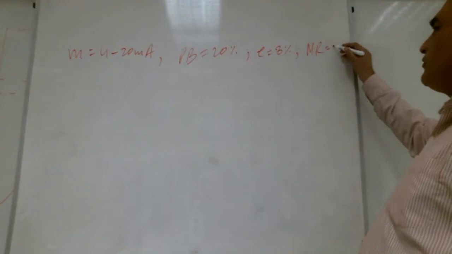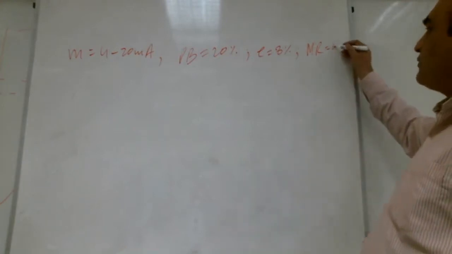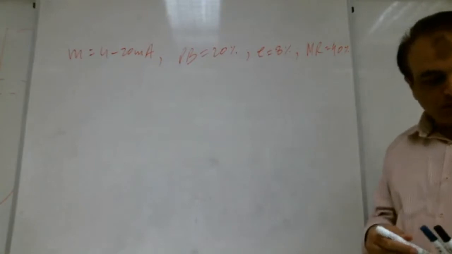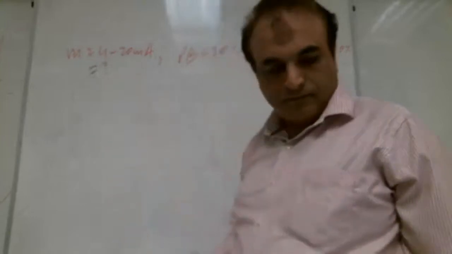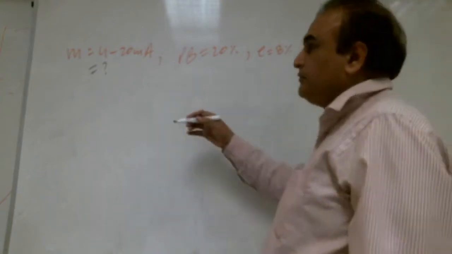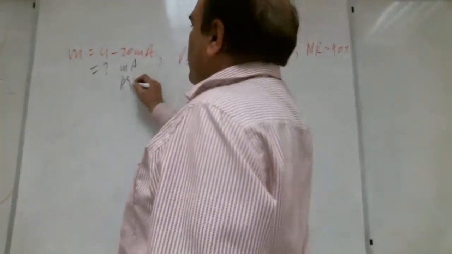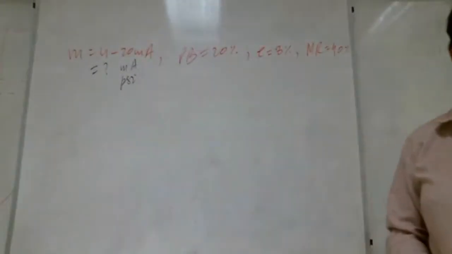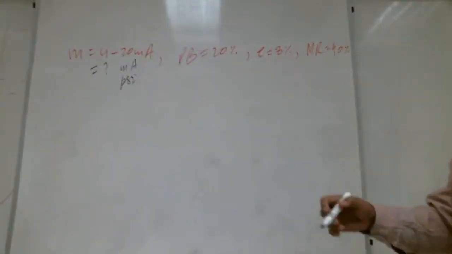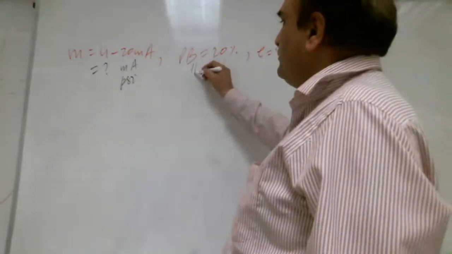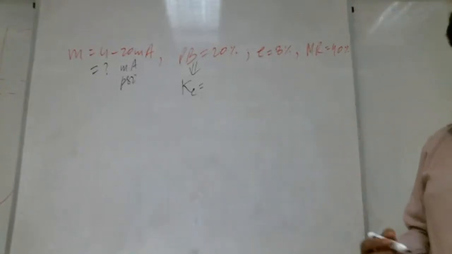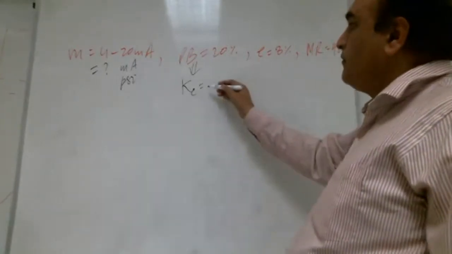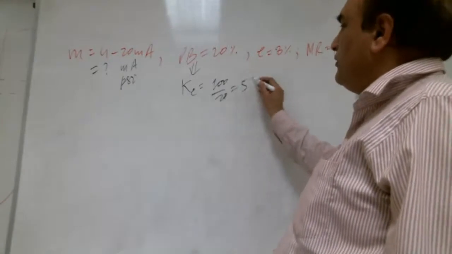C0 means what? The initial value of the controller, the manual reset MR. Yes, very good. So we need to find the output in milliampere and PSI. Right, Shabab? This is part A. So if PB is 20%, how much is KC? KC is how much? 5. 100 over 20, very good. KC is 5.